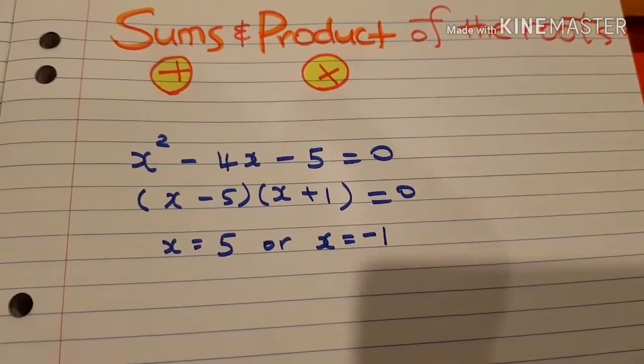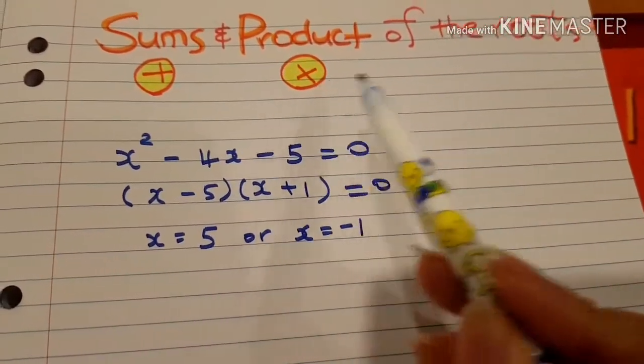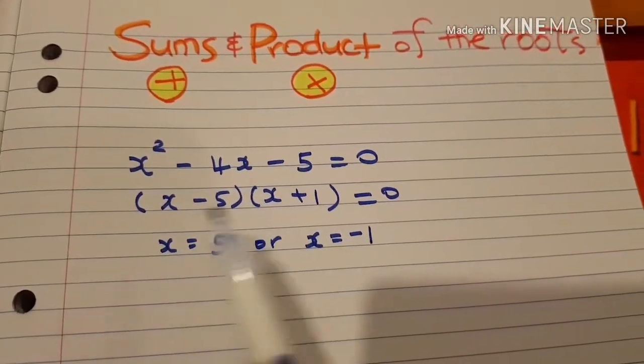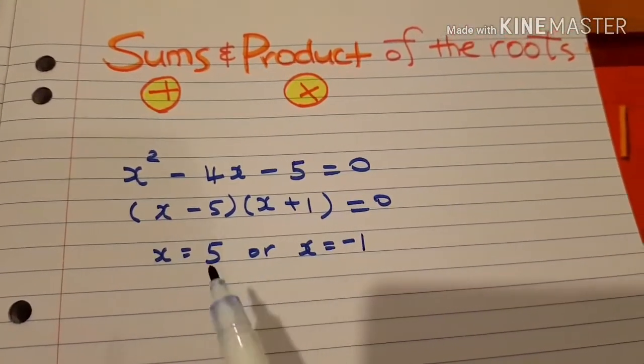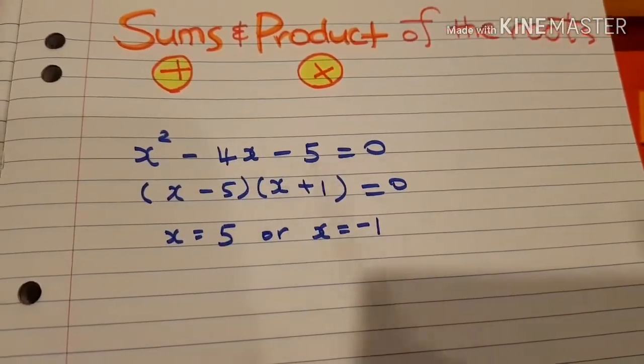Now let's have a think about it. Today's lesson is sum and product of the roots. Alright, so here are my roots. I'm going to add them and I'm going to multiply them and see what I get.